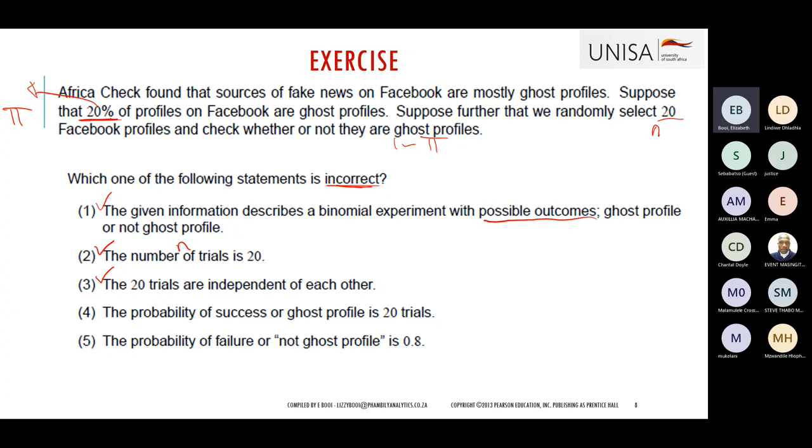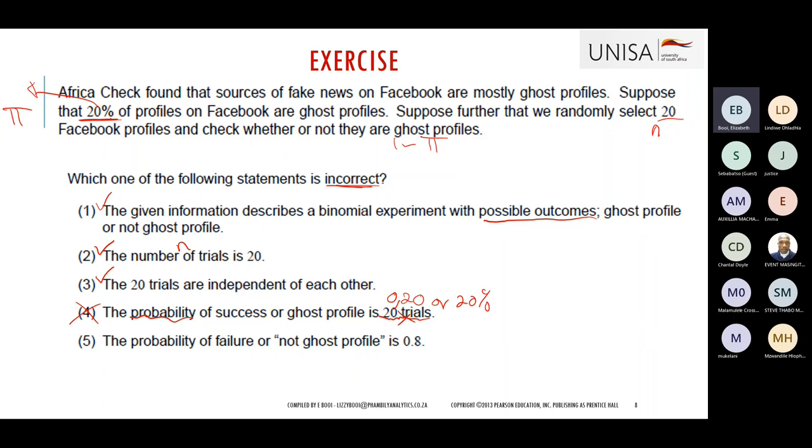The probability of success or ghost profile is 20 trials. You must be very careful. Incorrect. That will be incorrect because a probability and a trial cannot be the same. How do we define a probability? It's between 0 and 1, or 0 and 100%, right? So that is incorrect. It should have said it is 0.20 or 20%, not 20 trials. And therefore, we have found our incorrect statement.